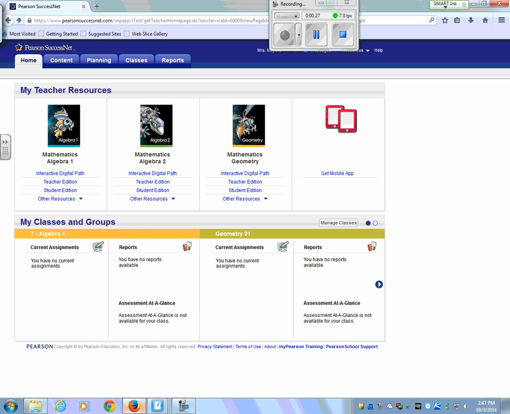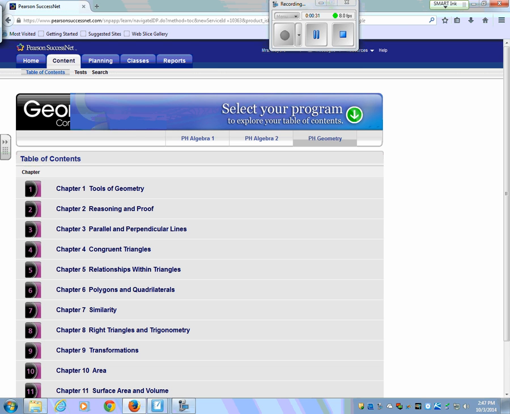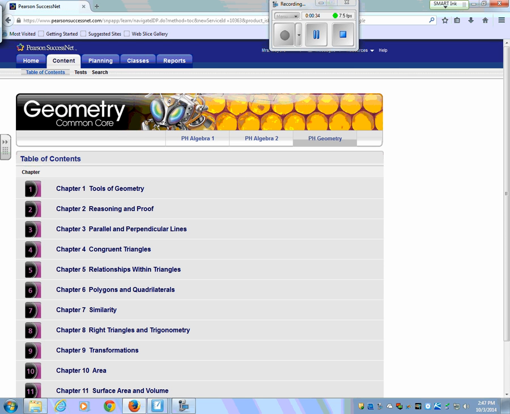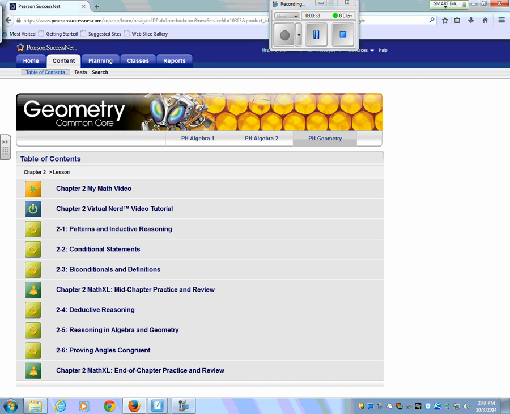If you log into the online textbook, and you go to where it says Interactive Digital Path, you should see something similar to this page. We're in Chapter 2, so I'm going to push Chapter 2. And you get all of these options. Virtual Nerd right here is video tutorials. But what we're going to do is go to the section that we're talking about today, which is Reasoning and Algebra and Geometry.